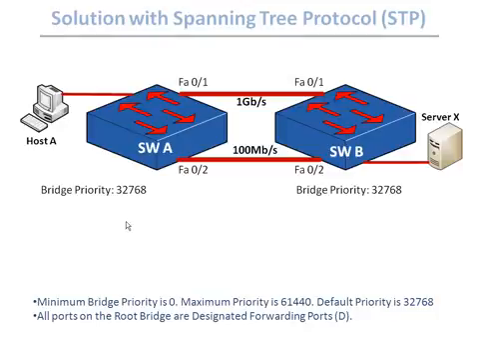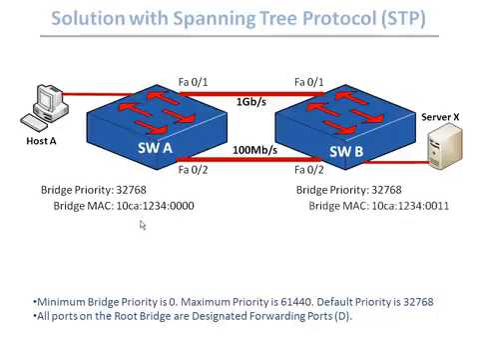In case the priority is tied, just like in our case here with switch A and switch B, then the root bridge is the switch with the lowest bridge MAC address. In our case, the MAC address of switch A is lower than the MAC address of switch B. That is why switch A is the root bridge. Another thing is that all the ports on the root bridge are designated forwarding, meaning that they are open to send and receive traffic. So it is just like the old saying that all roads lead to Rome.